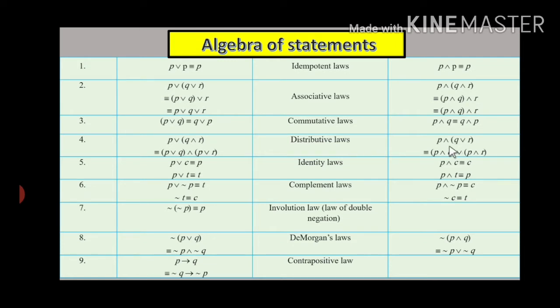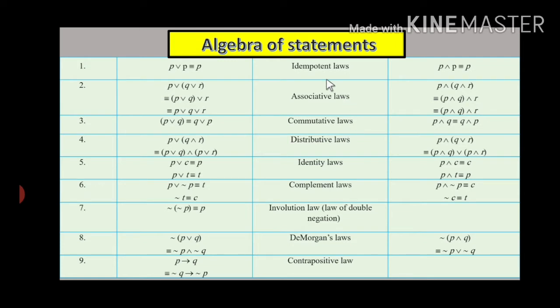The same applies for the AND connective also. P and (Q or R) is the same as (P and Q) or (P and R). Understood? Now, what is the commutative law here? P or Q is equivalent to Q or P. That means you can interchange the places of the statements. The meaning of the statement does not change. This is the equivalent sign. P or Q is equivalent to Q or P, and same applies for the AND connective also. P and Q is equivalent to Q and P. This law is called the commutative law.